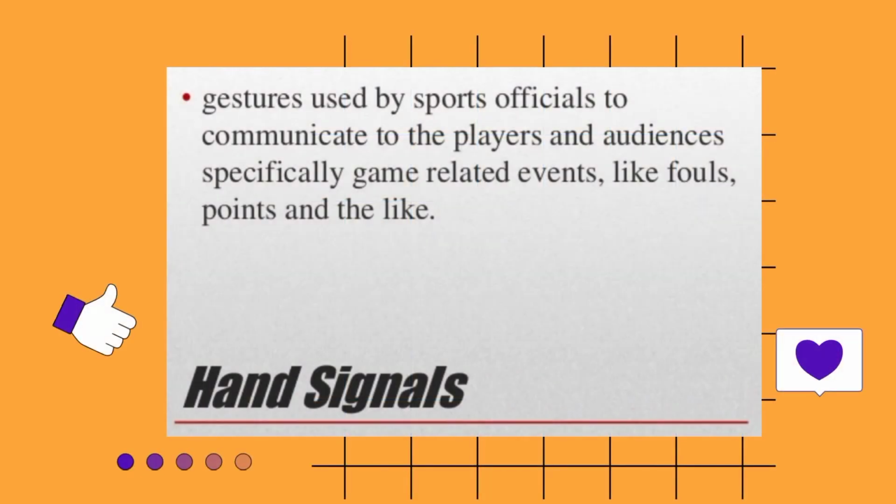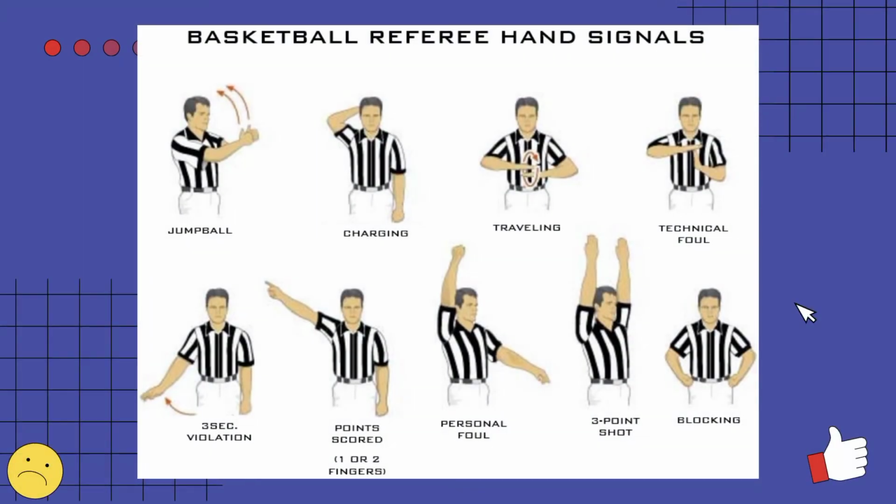Now, let's proceed to hand signals. Hand signals are gestures used by sports officials to communicate to the players and audiences, specifically game-related events like fouls, points, and the like. Here are the basketball referee hand signals.